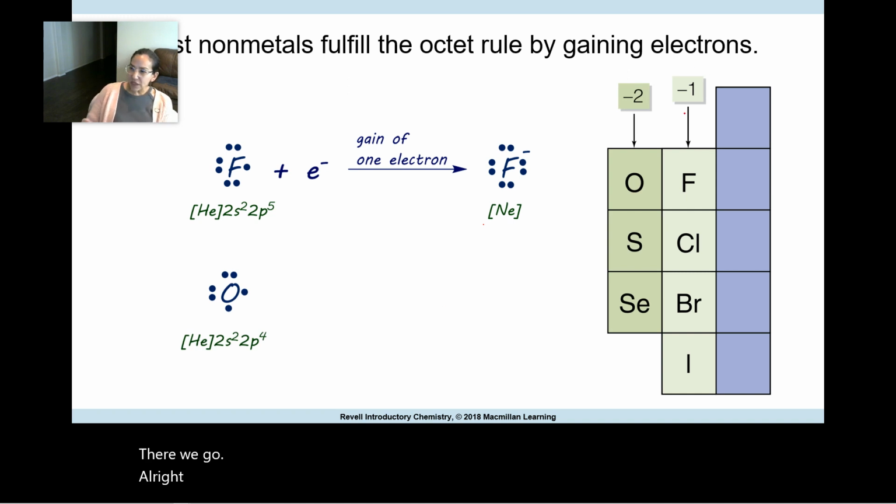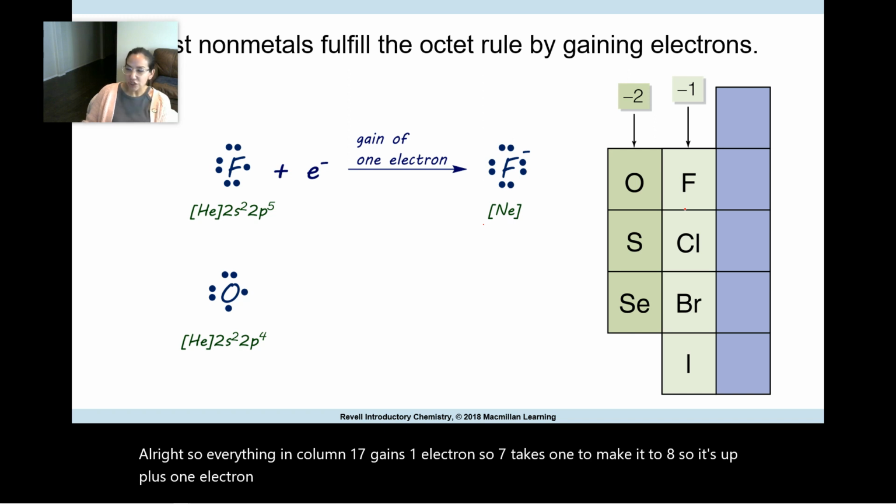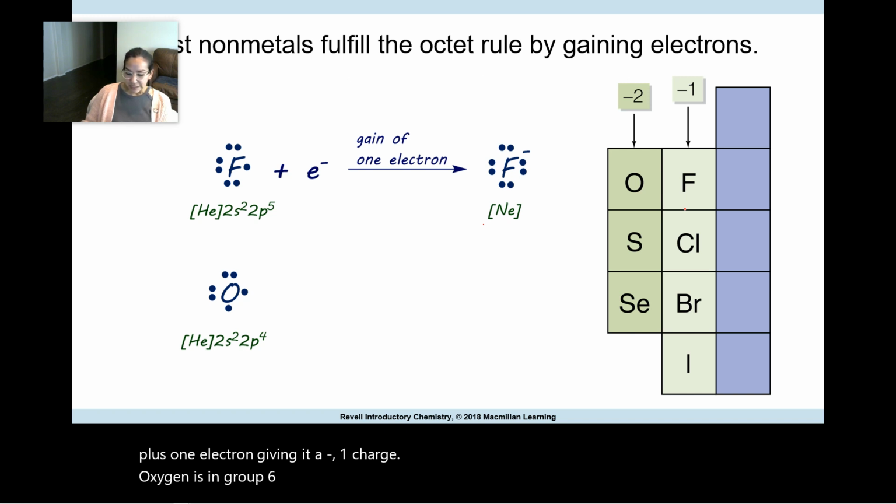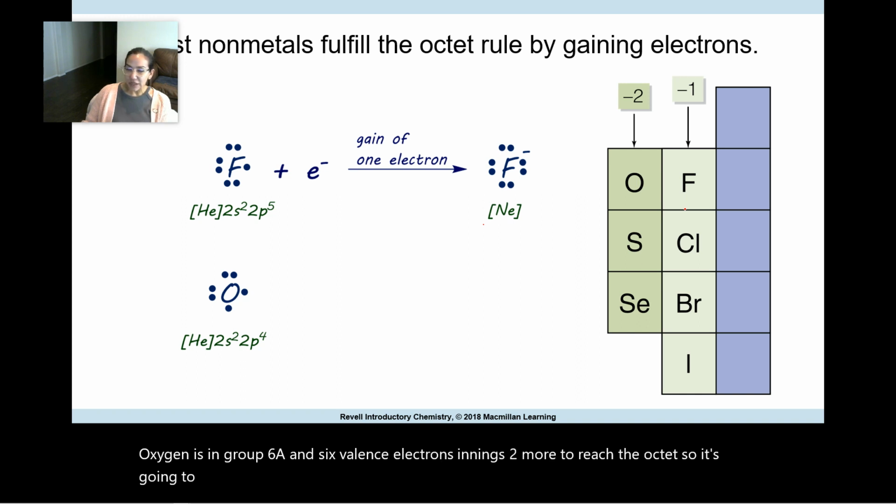So everything in column 17 gains 1 electron. So 7 takes 1 to make it to 8. So it's a +1 electron, giving it a -1 charge. Oxygen is in group 6A. It has 6 valence electrons. It needs 2 more to reach the octet. So it's going to gain 2 electrons.